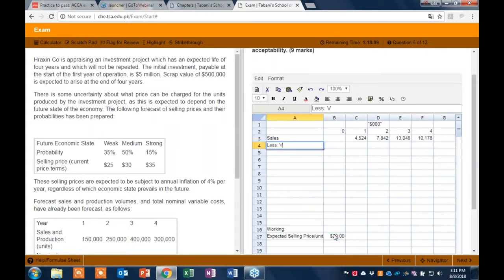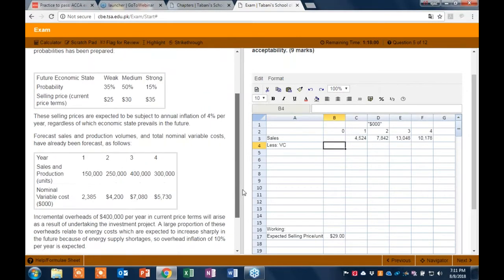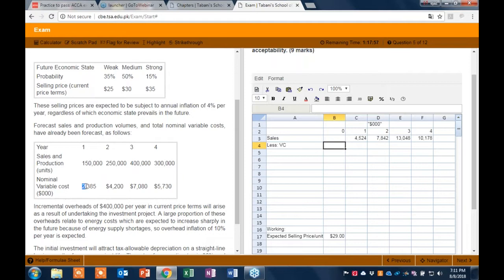Then let's deduct the variable costs. Okay, the variable costs are already provided in total. These are the total variable costs for every year, including inflation, because you can clearly see they have written nominal variable cost. And whenever it says it's nominal cash flow, it means the cash flow has already been inflated. So we don't need to adjust inflation anymore.